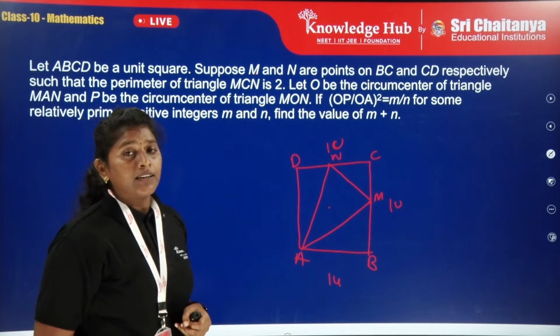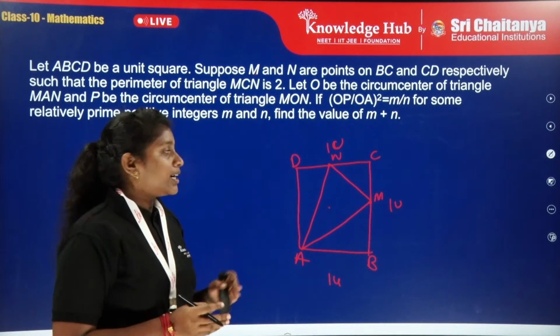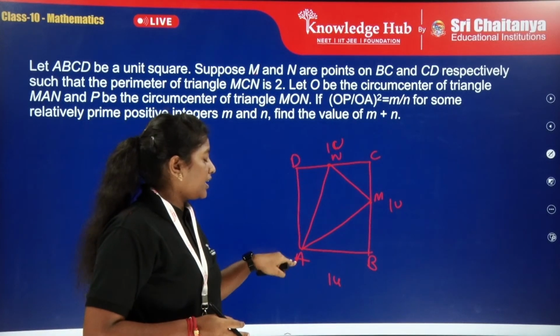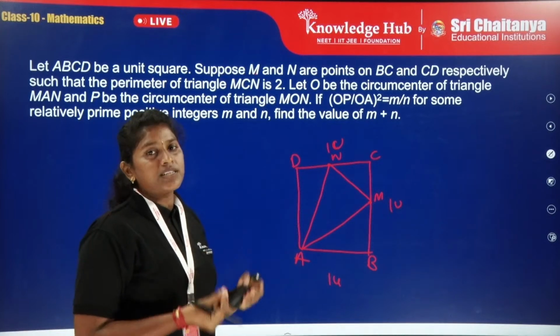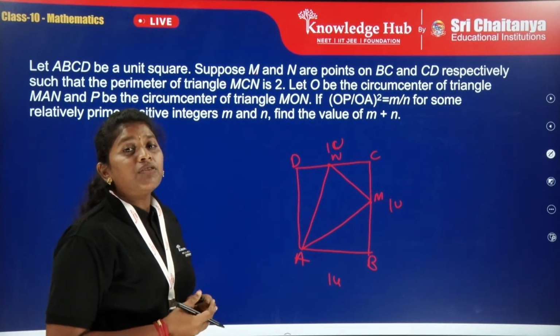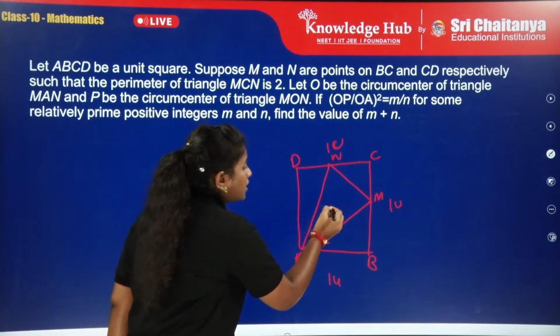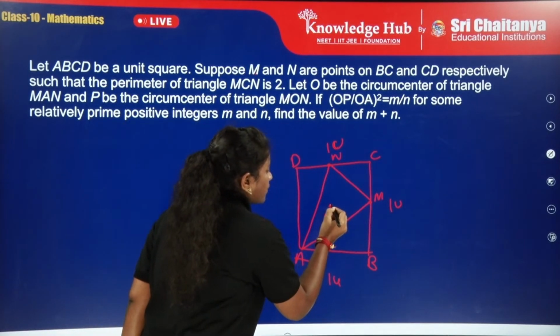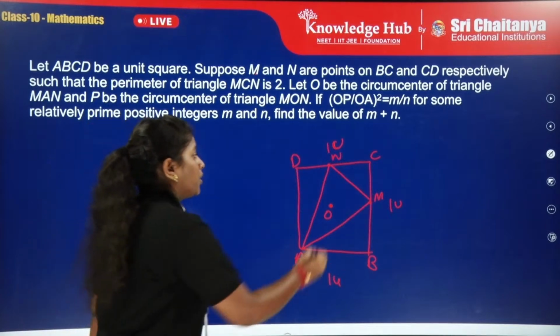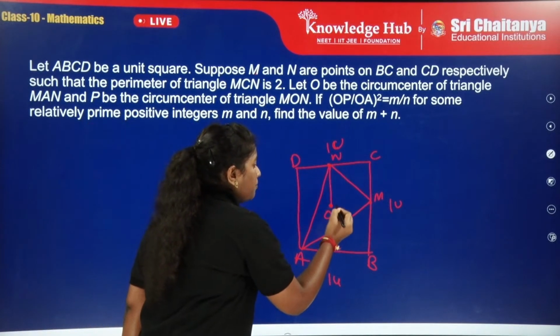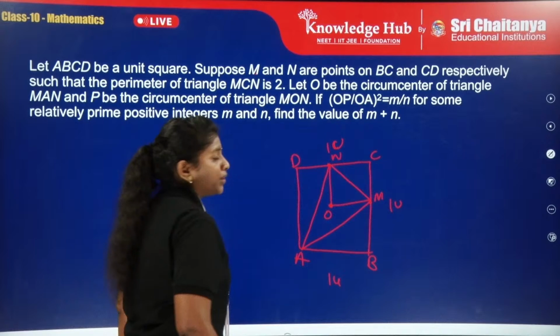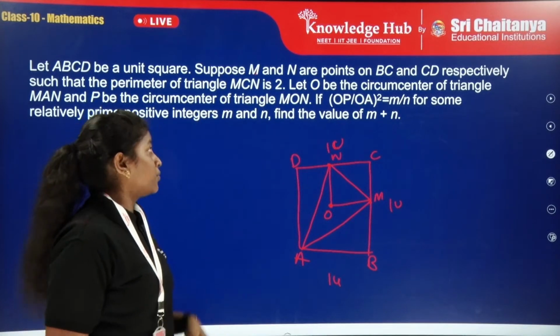Circumcenter is nothing but, if you have a circle that is passing through the vertices M, A and N, that becomes your circumcircle. And the center of that circle is called the circumcenter. So here, it is O. Understood? Now I am going to join O with M and O with N. Why? Because you will get to know now.